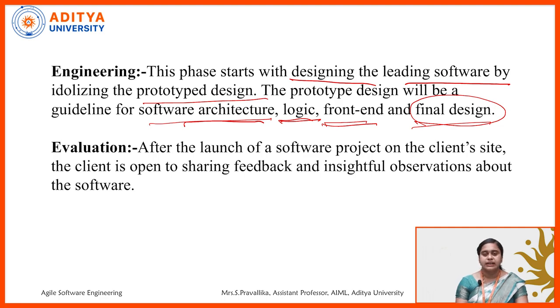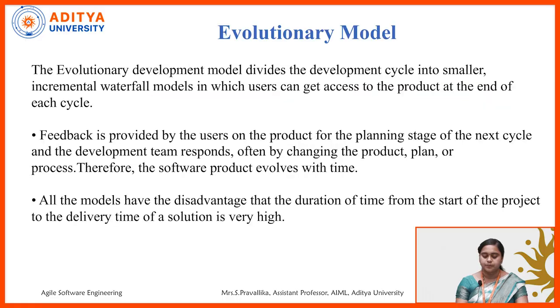So let us see next about the evolutionary model. The next one is the evolutionary model. The evolutionary development model divides the development cycle into smaller incremental waterfall models in which users can get access to the product at the end of each cycle. So what happens in this evolutionary model is, the development cycle is divided into smaller incremental waterfall models. Incremental waterfall models, in the sense of increasing increments, increasing order.